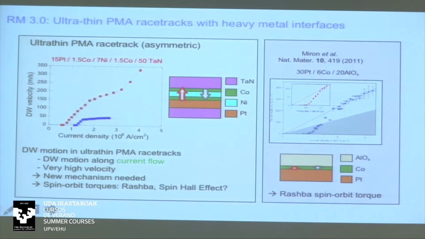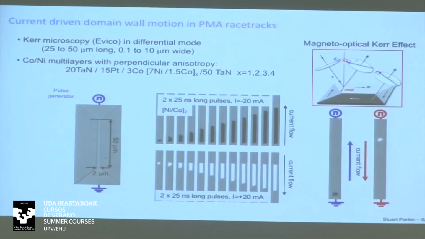But what is the mechanism then? I want to show you the mechanism. It's a little bit complicated and involves essentially 4 distinct spin-orbit coupling derived phenomena that can manipulate these domain walls very, very effectively. I want to briefly discuss these.